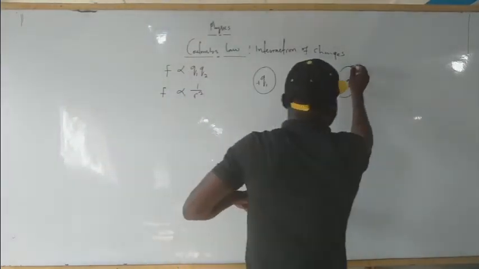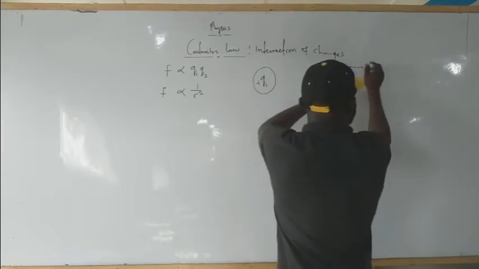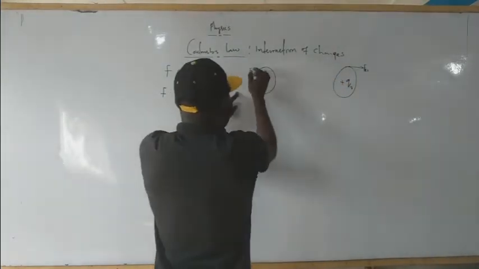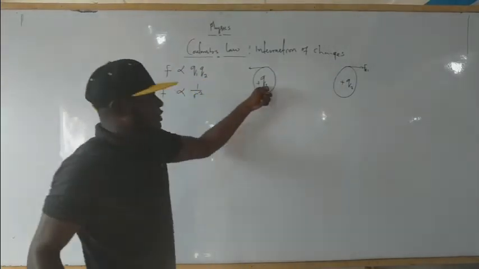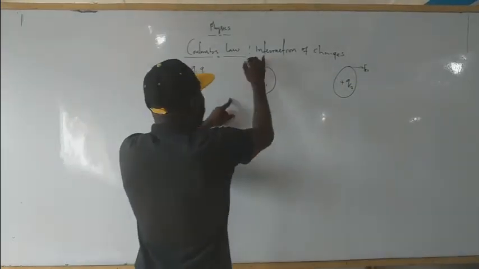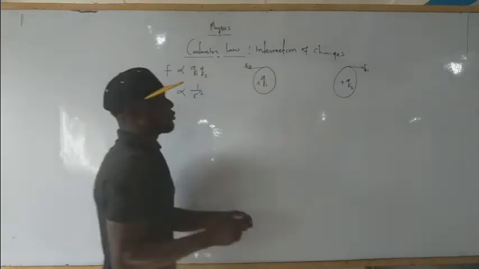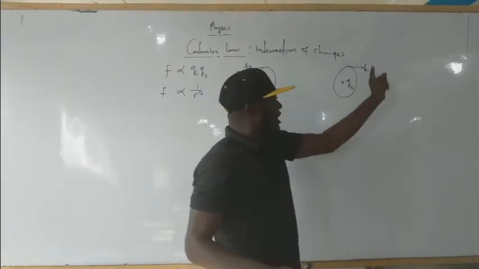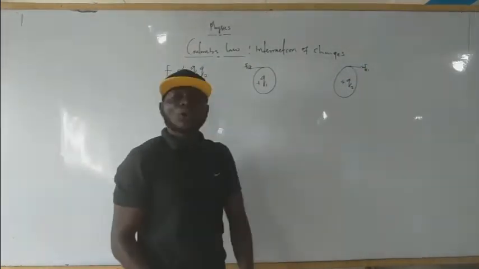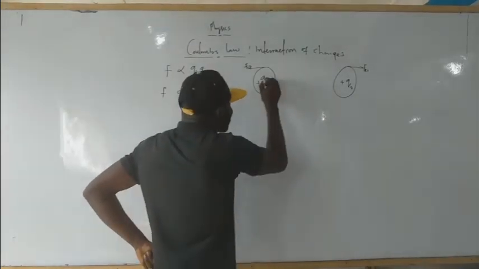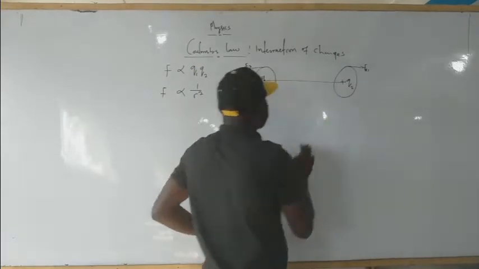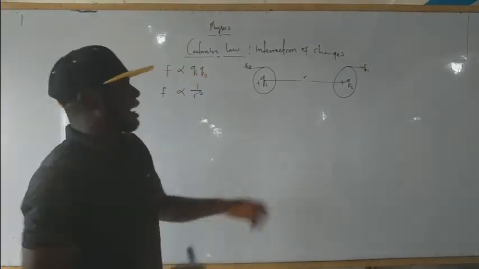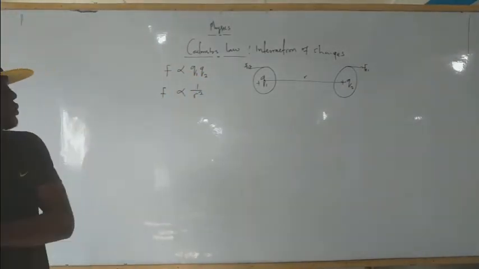So there will be a kind of force trying to push Q1 to the side, that's F1 due to 2, on charge Q1. And there will be another force trying to push charge Q2 to the side, that's F2 due to charge 1 on charge Q2. The distance between the two charges, we call R. That's their distance apart, which is R.